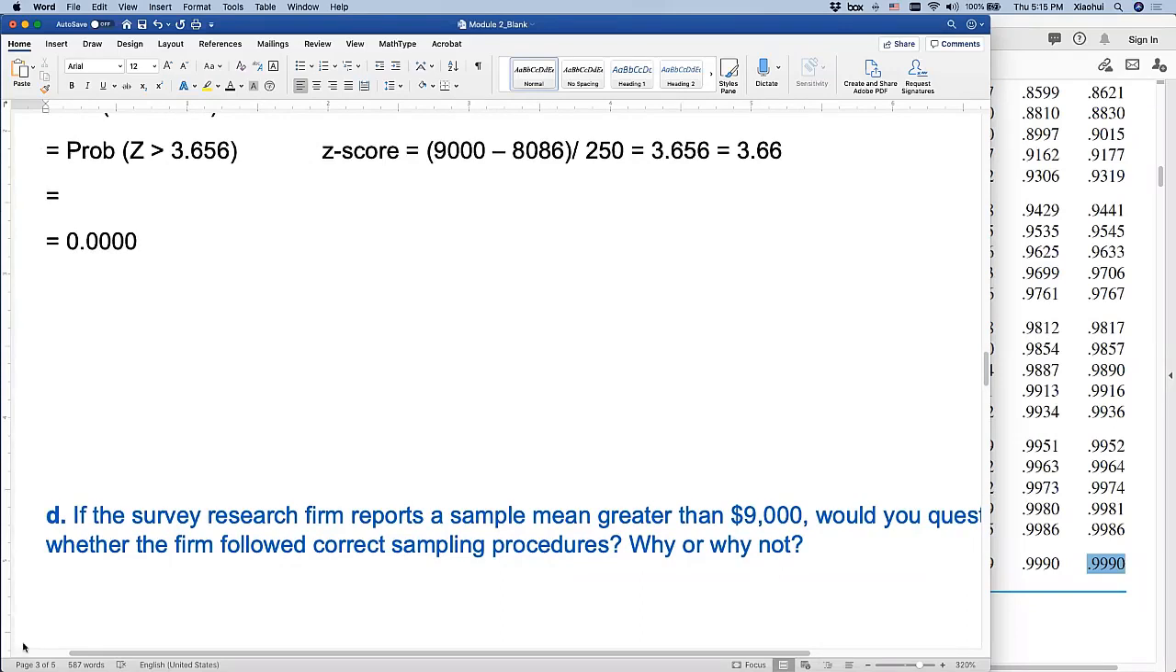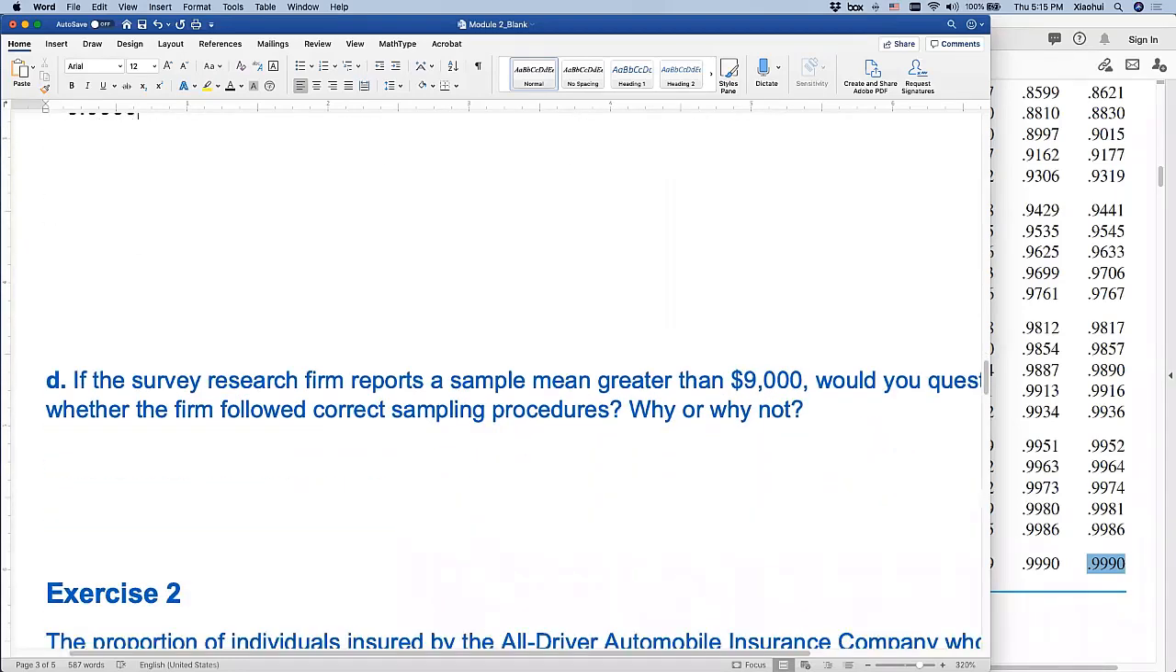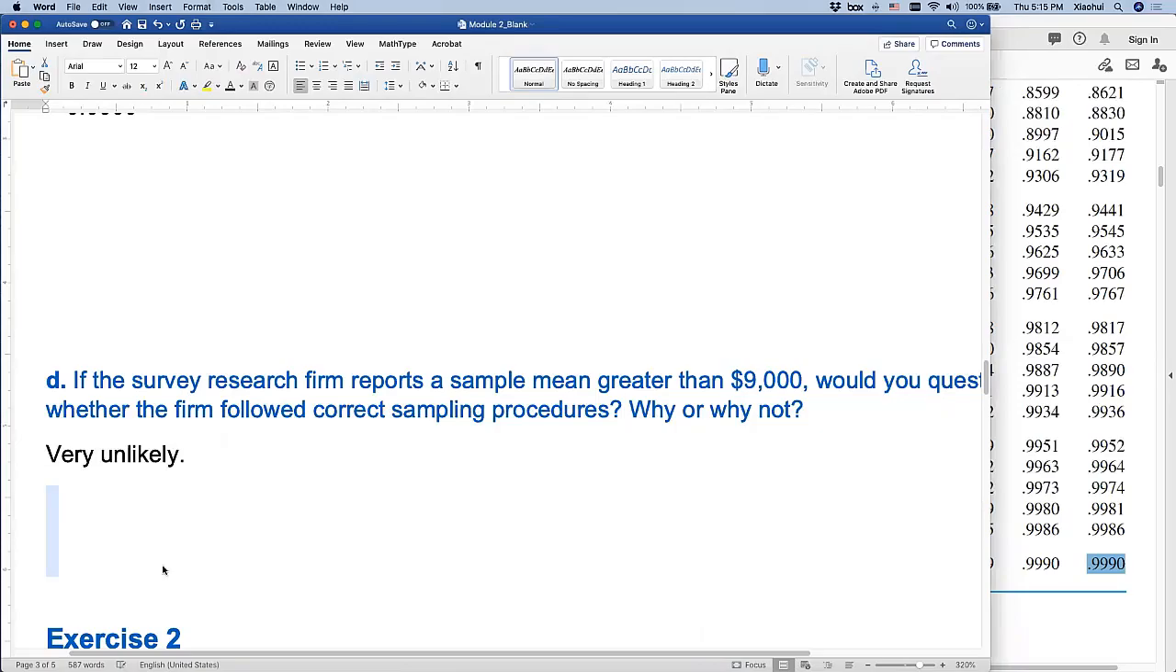We have already calculated in part C that the probability is almost 0. That means it's very unlikely. And now they came out with something which is more than 9,000. Do you think it's likely? It's very unlikely, right? So they probably did not follow the correct sampling procedure, because it's very unlikely to have X bar greater than 9,000. So the answer should be, I would just say, very unlikely. There is a very small chance that they will come out with anything that's more than 9,000.